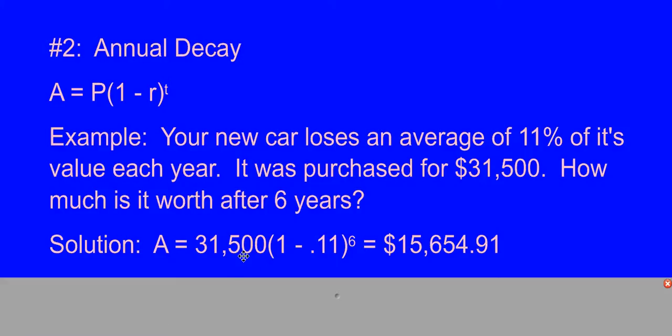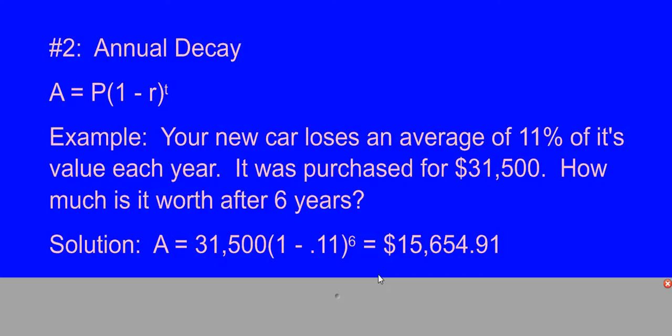We plug in the original amount the car was worth, $31,500, times 1 minus 0.11 to the 6th power. Again, from here, it's just calculator math. If you understand the formula, you'll be able to simply plug in and let your calculator tell you that the car is now worth $15,654.91. Again, we have the rounding question, and the rounding question should answer itself.